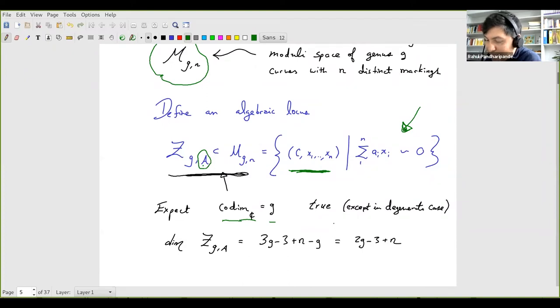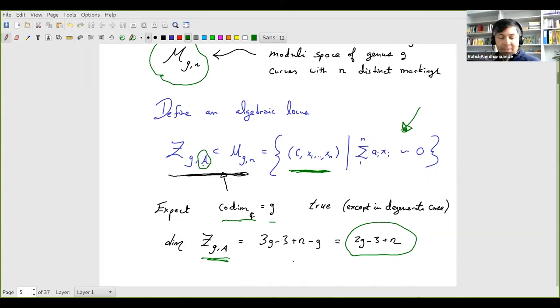The basic degenerate case is if you have no points and this A is empty, then this condition trivially holds. And that's going to be actually an important case. But anyway, this is an algebraic subvariety, and you expect it to be codimension g, and that's basically always true, except for some degenerate cases. And so then we can calculate the dimension of this, and it's just this number here, 2g minus 3 plus n. It's exactly g less than the dimension of the moduli space.